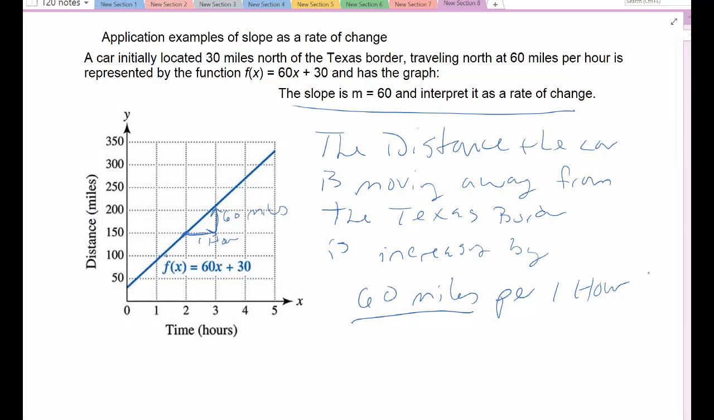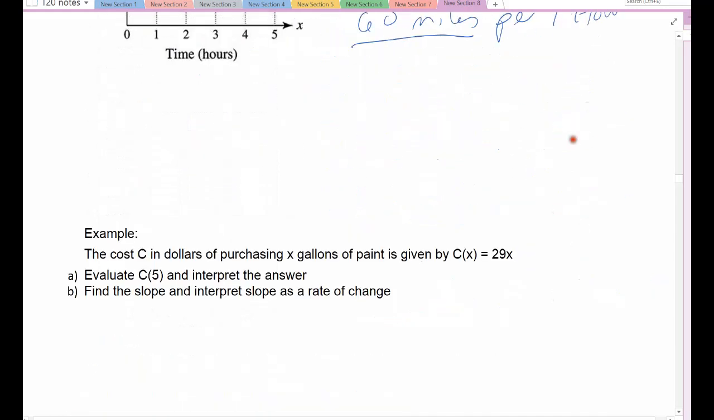And that's what the slope is telling me. I'm increasing my distance by 60 miles every hour. Alright, let's look at a couple more applications.